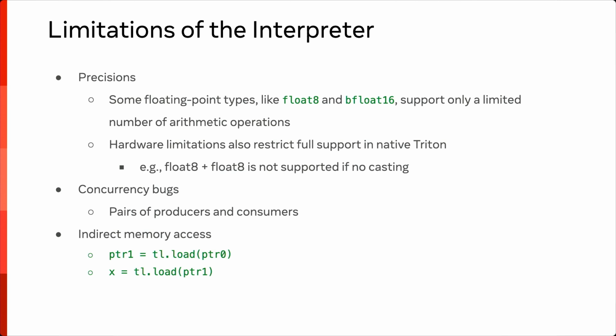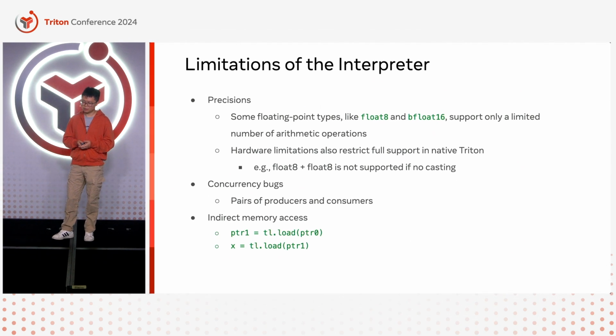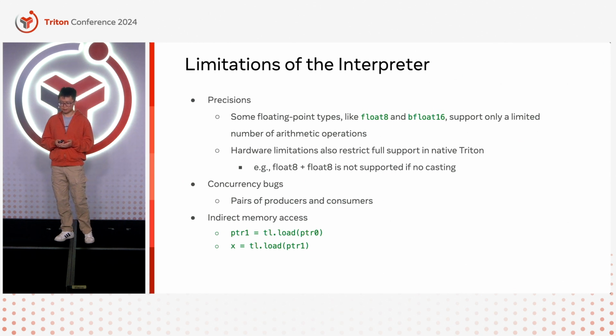But the interpreter cannot solve everything. It does have limitations, I have to admit. The first limitation is about precision. Some floating types, like float8 and float16, support only a limited number of arithmetic operations in interpreter mode. However, this is also a limitation of the hardware itself. Suppose you want to add two float8 values together, it's not going to be supported on GPUs anyway. You need to cast them to float16 for addition because there are no such instructions available natively on GPUs.